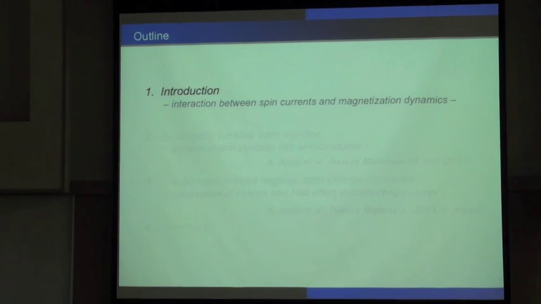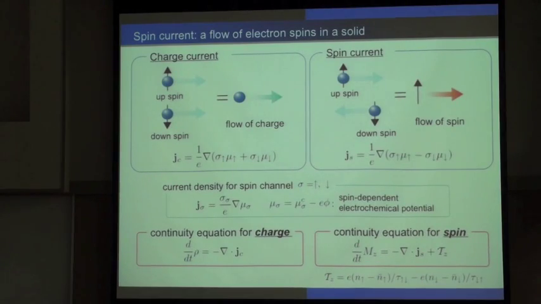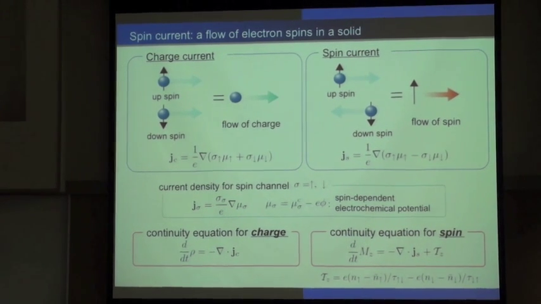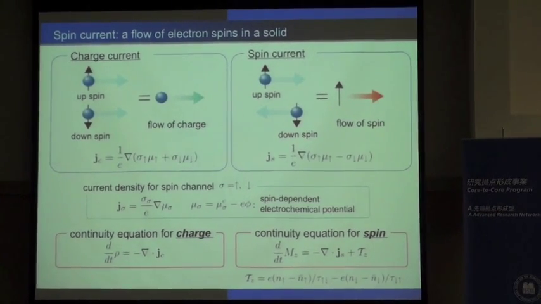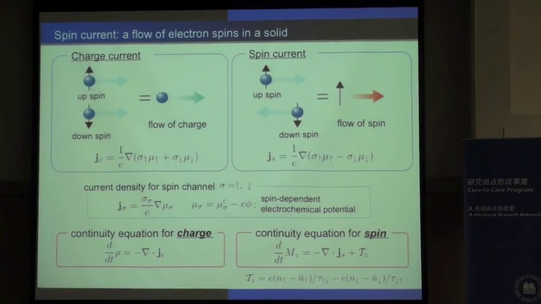So first, let me mention briefly the interaction between spin currents and dynamical magnetization. This is a schematic illustration of a charge current. As you know, a charge current is the flow of electron charge. But when two electrons with opposite spins travel in opposite directions, as shown in this figure, the flow of electron charge is cancelled. But this flow of electrons creates a flow of spins. We call this a spin current.